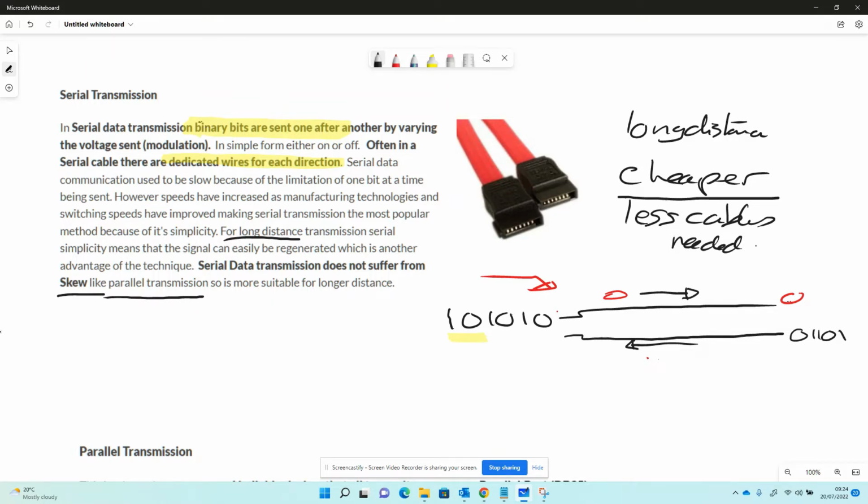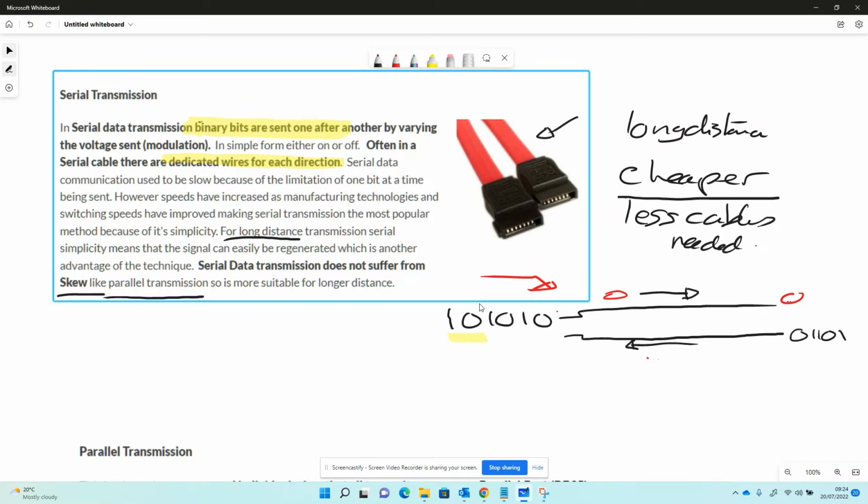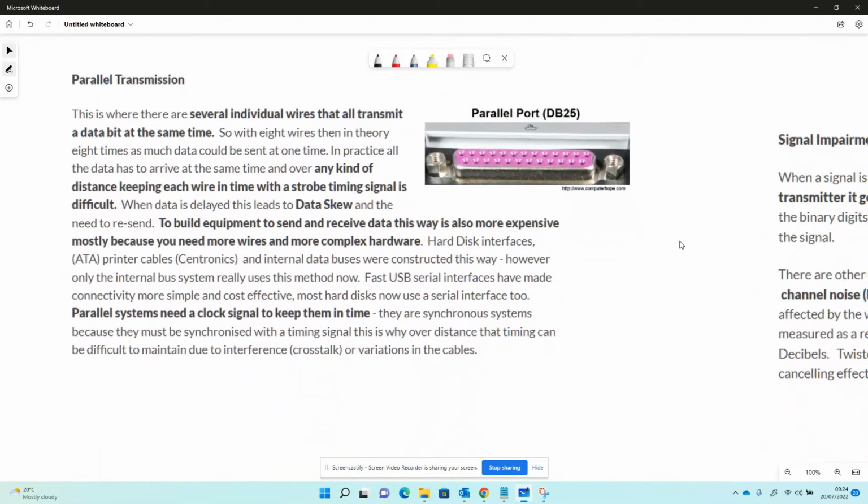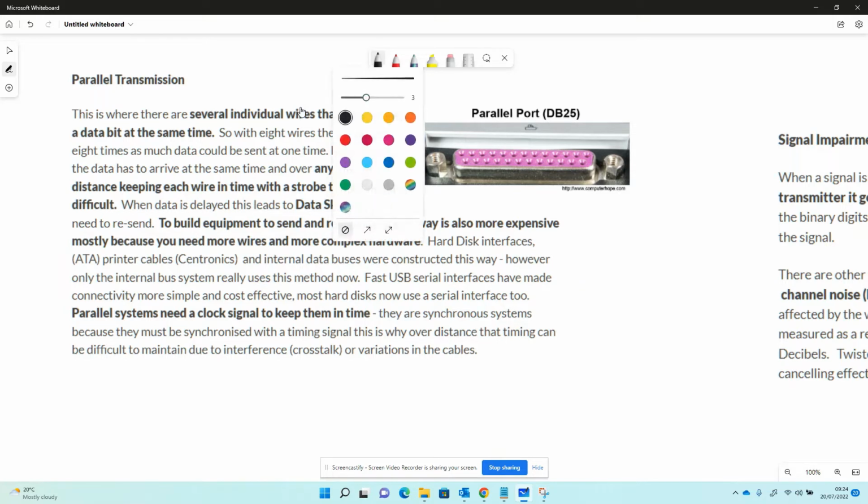So serial transmission, and these cables are serial cables. They look like this, so you might come across those in your computer system if you have a look inside. So parallel transmission. So this relies on having lots of different wires that all run at the same time.